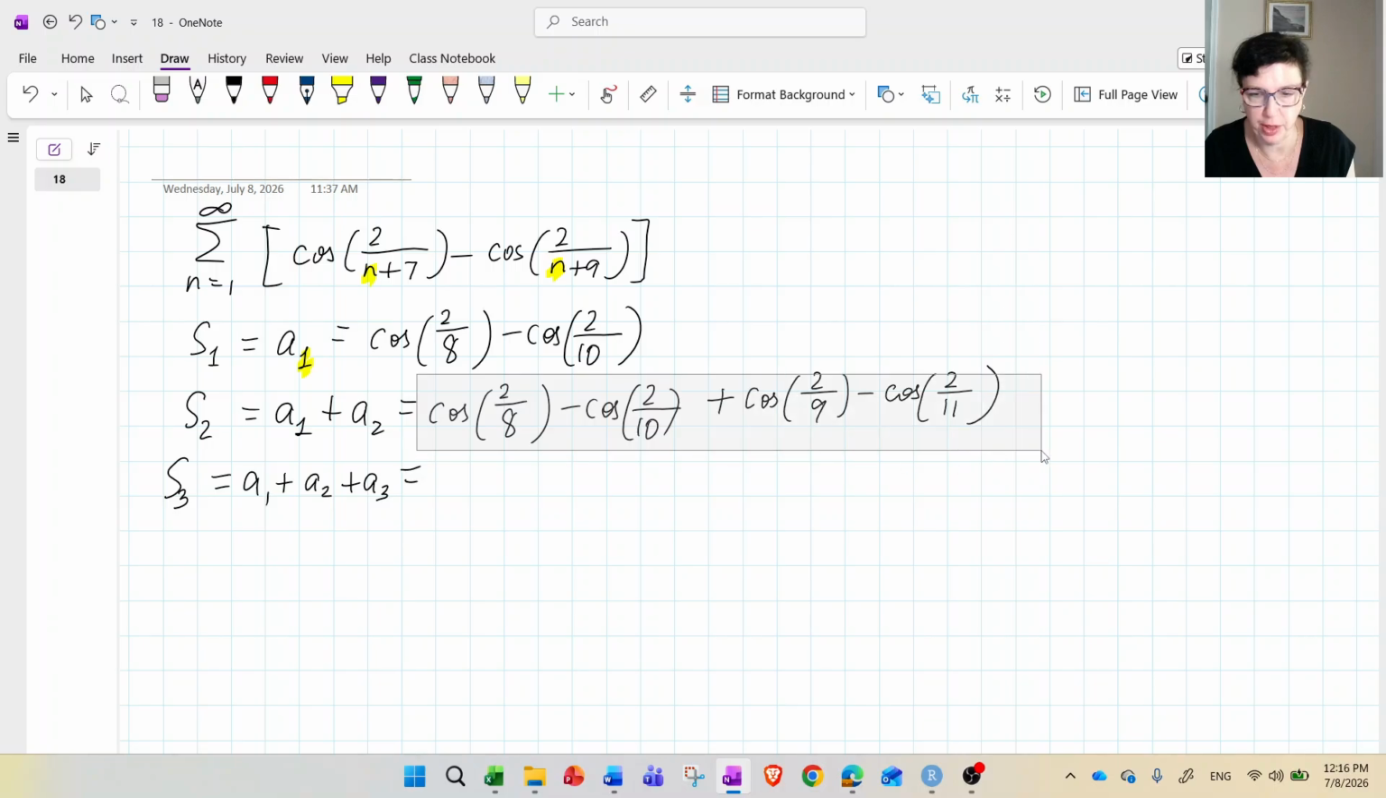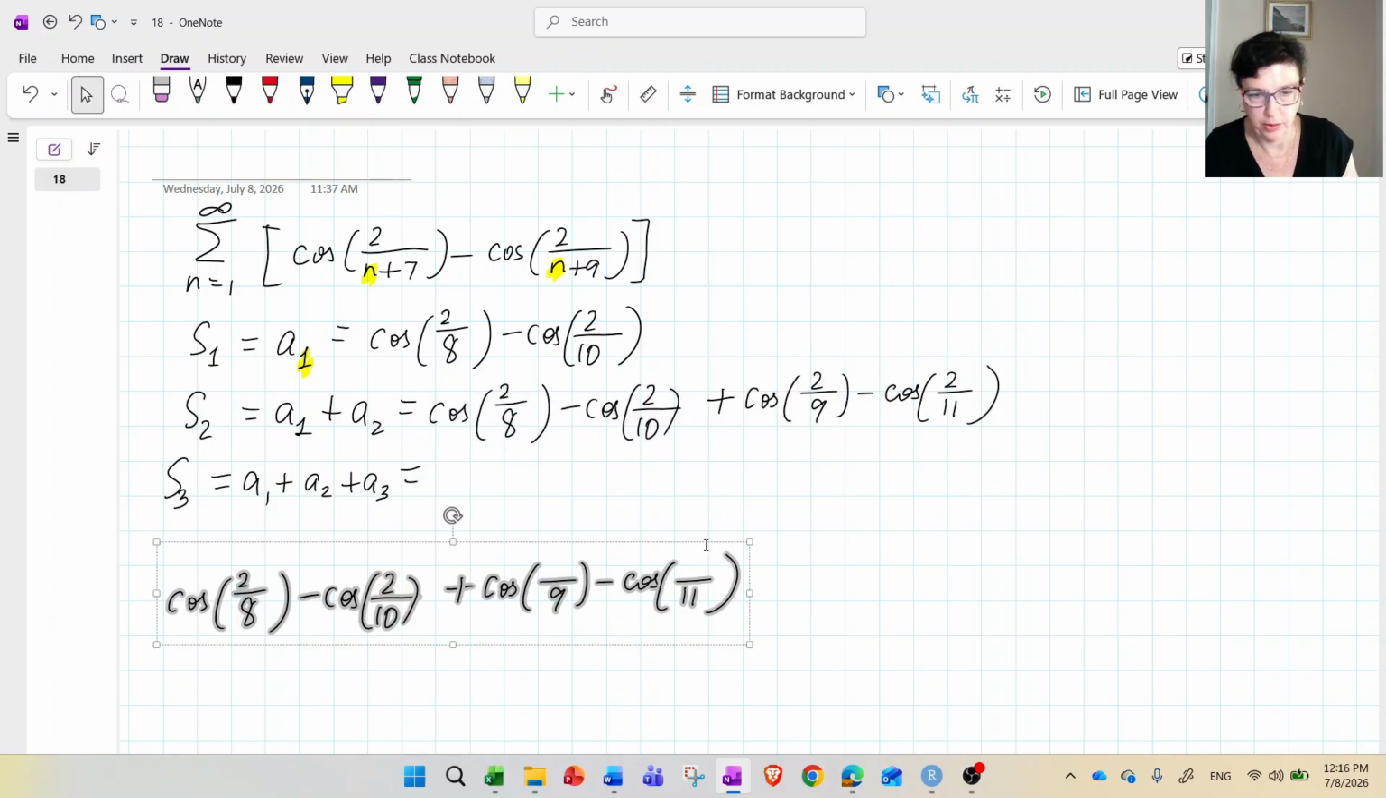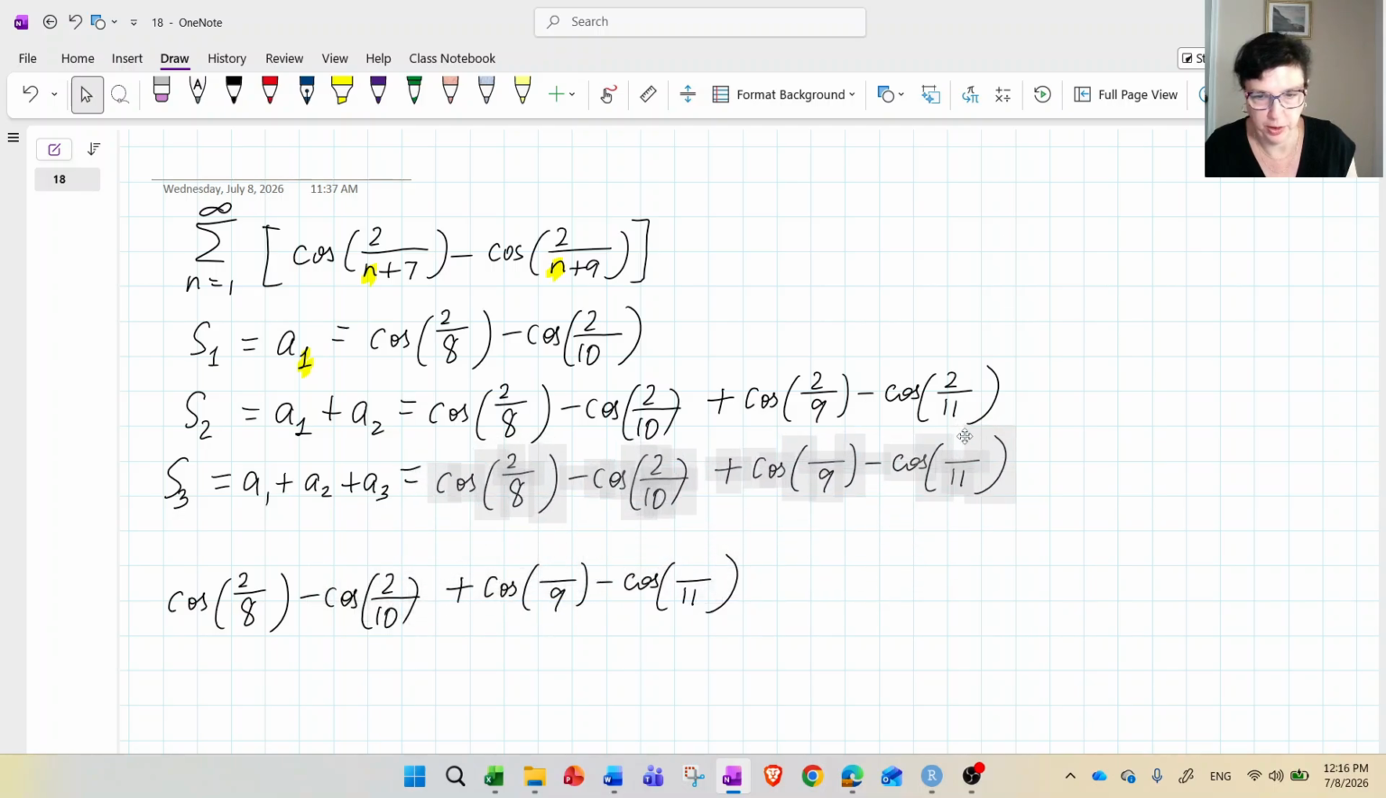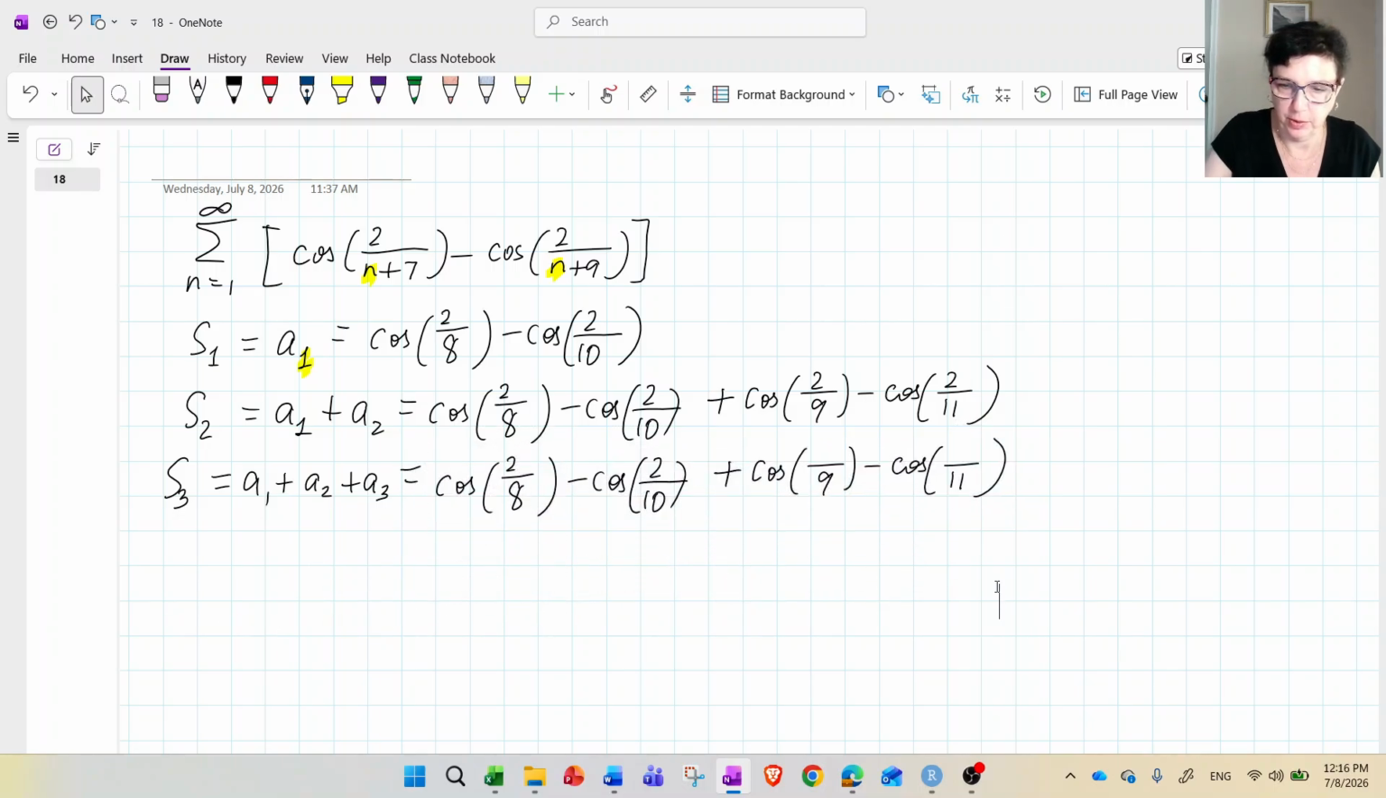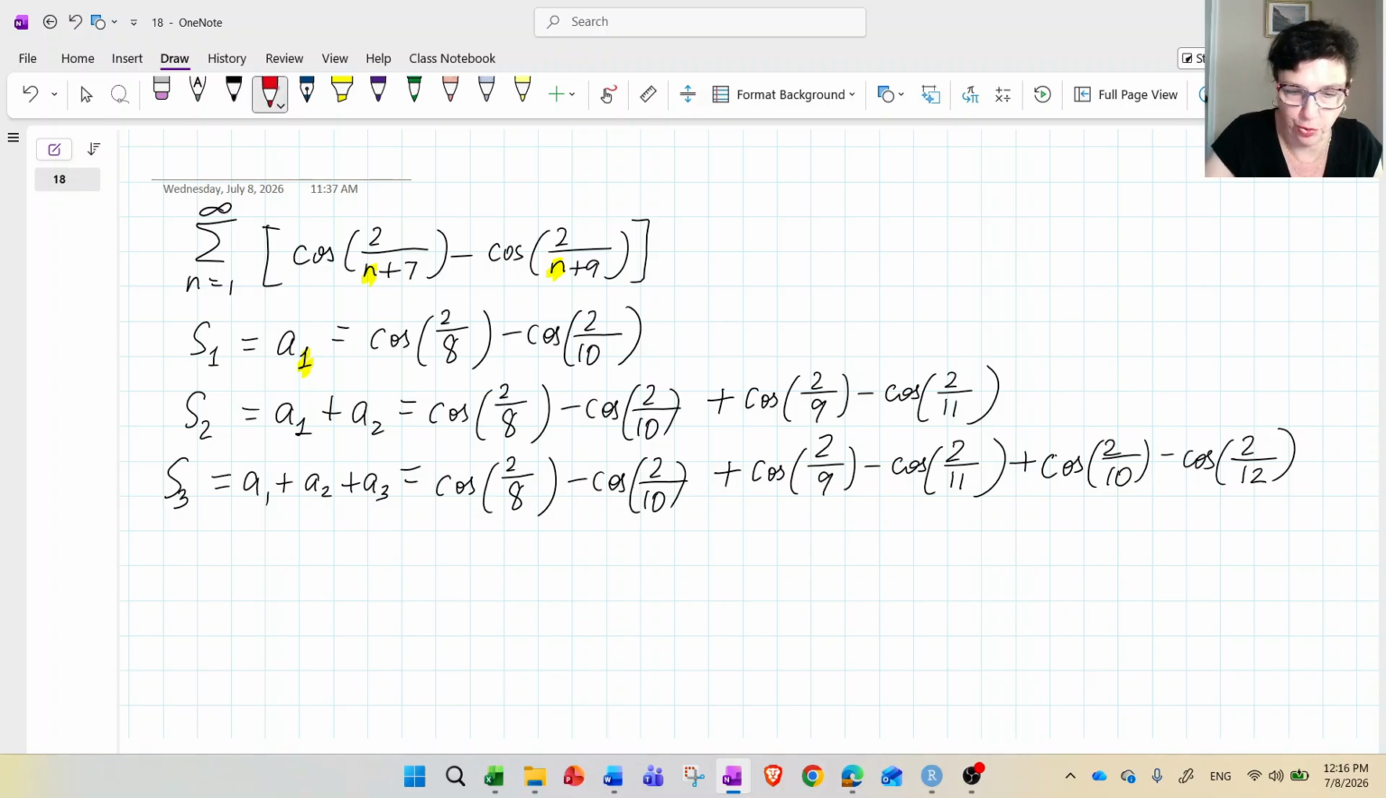But once we look at S3, which is A1 plus A2 plus A3, whatever I got over here is going to stay. So let me copy paste that here. I'm missing a 2 here, but then I'm going to add cosine, the next one. Now we're replacing n with 3, right? So this is going to be 3 plus 7, that's 10, minus cosine 2 over 12, because now we're replacing 3 plus 9, that's 12. Now we do see that something is canceling. So this guy will cancel with that guy, right? But we're really going to have 4 left.